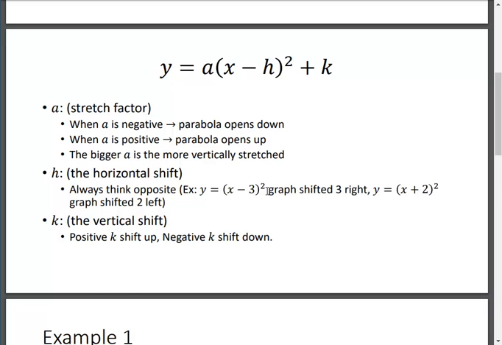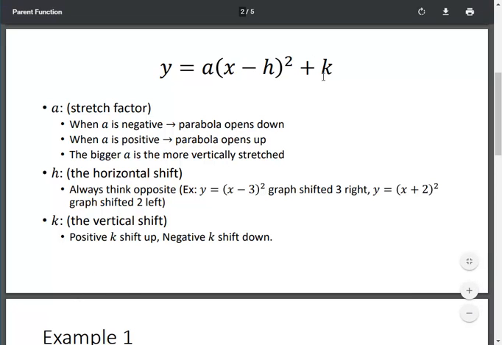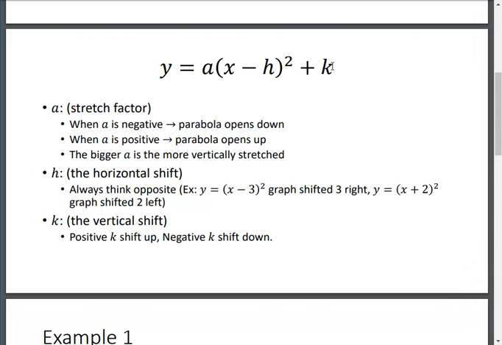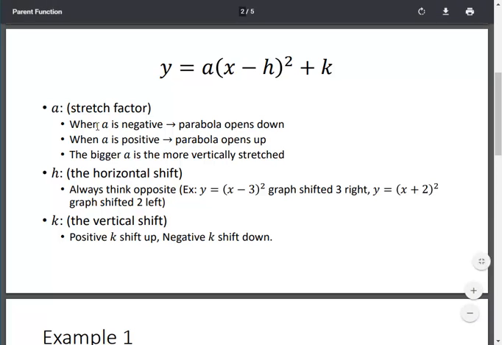And then lastly, k is a vertical shift. So if you see k to be positive, you're shifting up that many units. If you see negative k, you're shifting down that many units. Those will have numbers filled in for them, but these are the rules for each of those parameters.